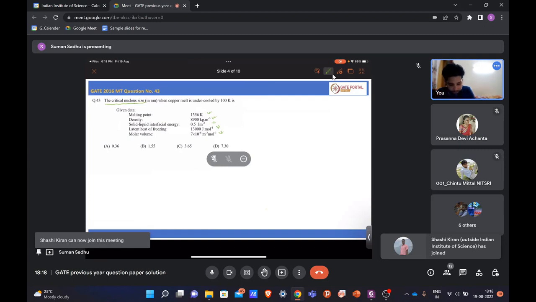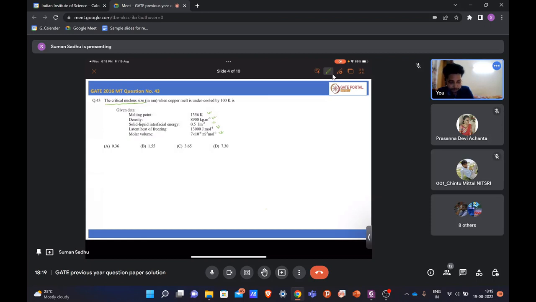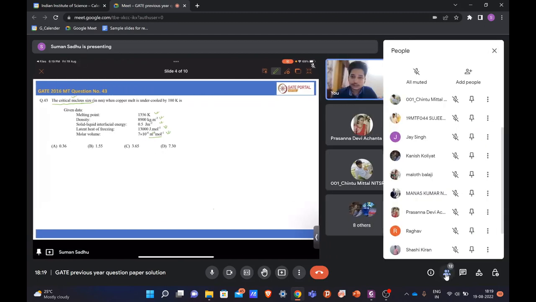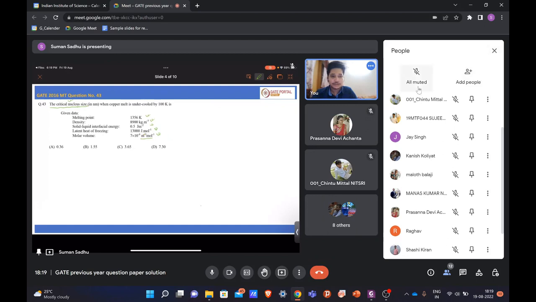There is a unit error here. It will be meter cube per mole, not meter to the power minus 3 and mole. So we have to calculate the critical nucleus size. Does anyone here want to answer what the critical nucleus size is?